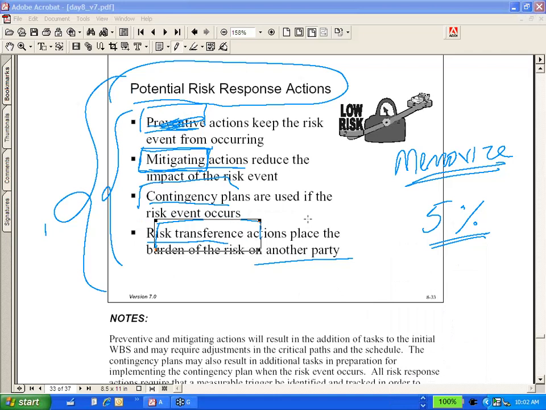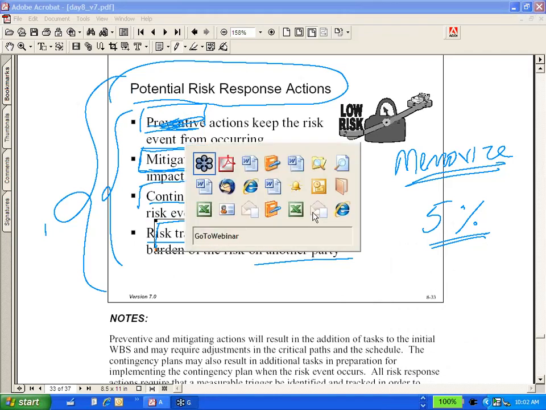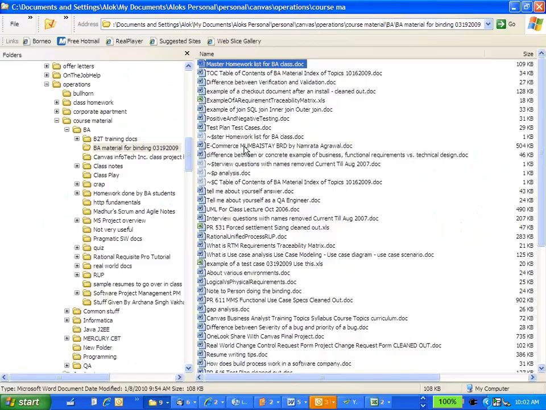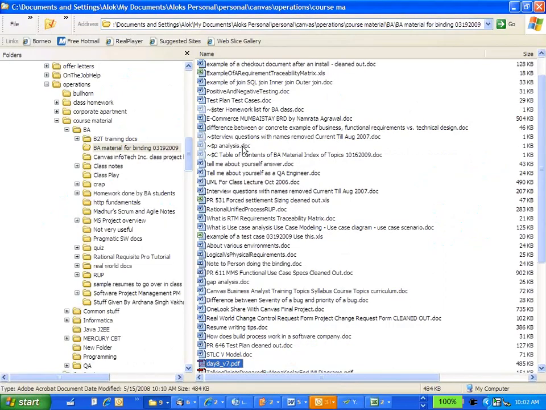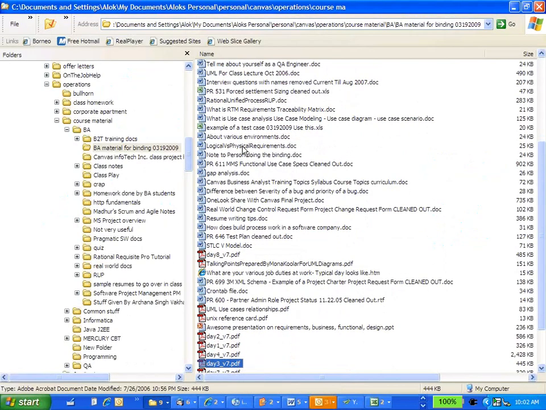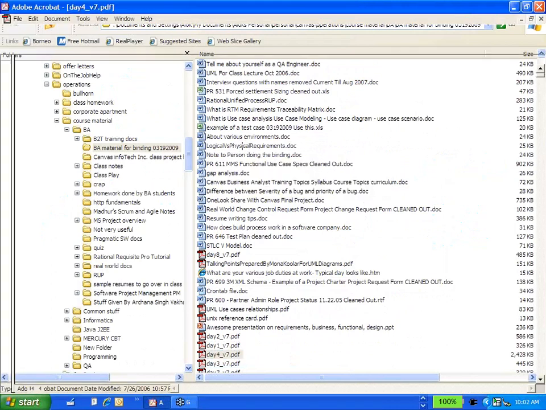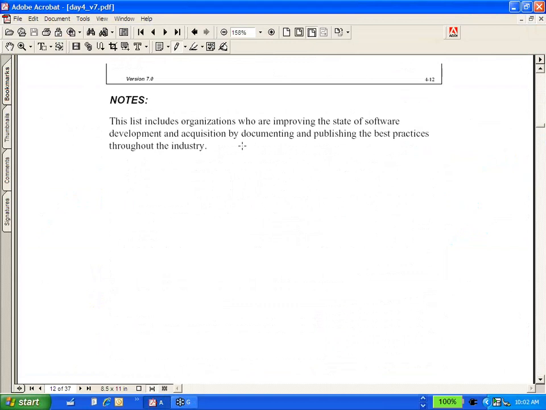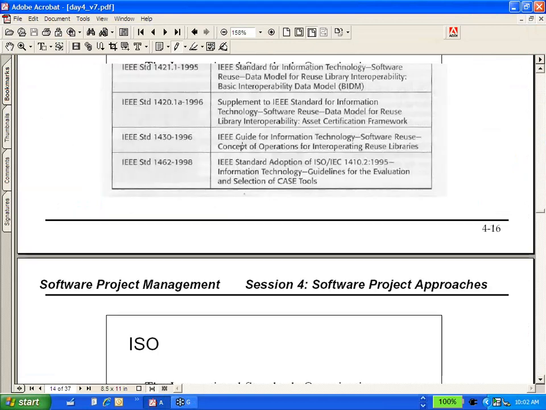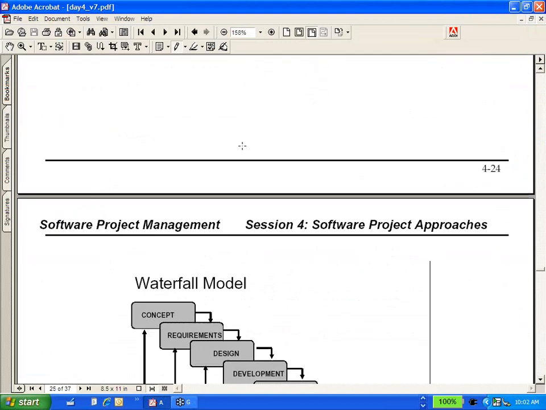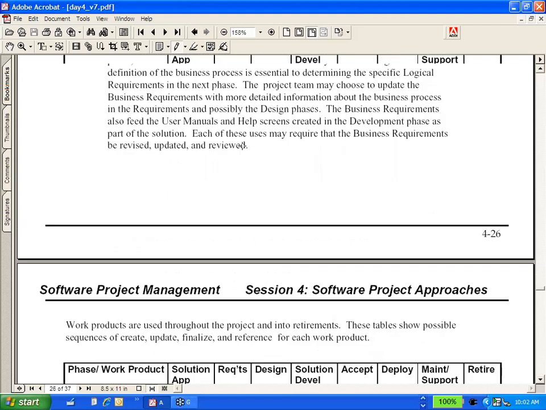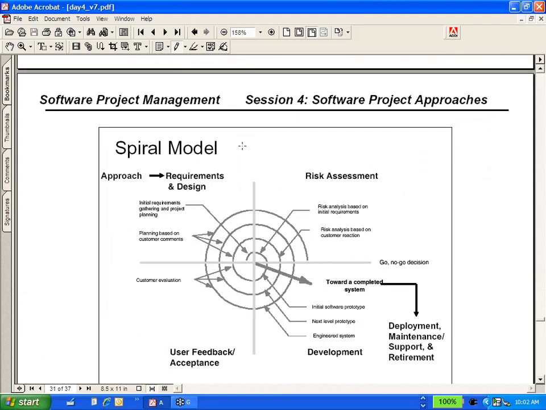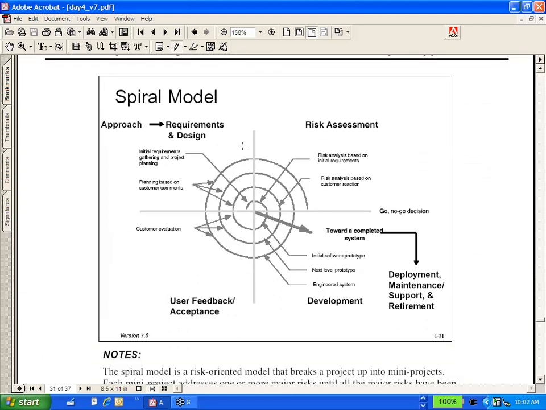Okay. All right, coming back to spiral model, guys. Let's come back to spiral model. Day 4. Page 31, day 4. Oh, yeah. So let's see.